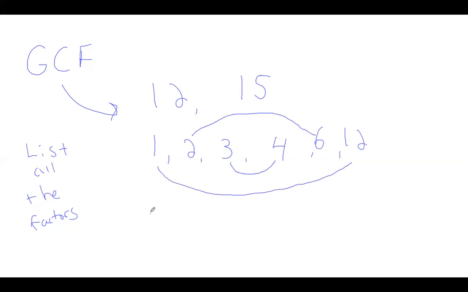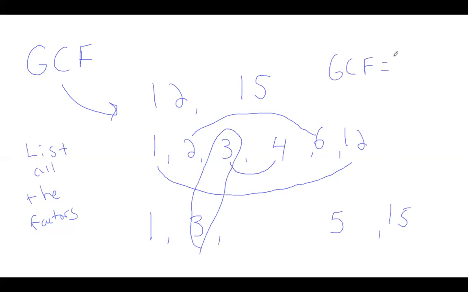And then I can also do the same for 15. 1 times 15, 2, no, 2 doesn't go into 15. 3, yeah, 3 times what? 5. Does 4 work? 4, 8, 12, 16. No, it doesn't work. 5 back to 5, right? So we're done. We compare. What do they have in common? They have 3 in common, right? That's the greatest number that they have in common. That's the greatest common factor is 3.